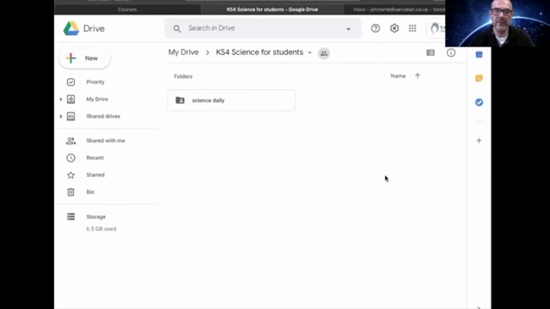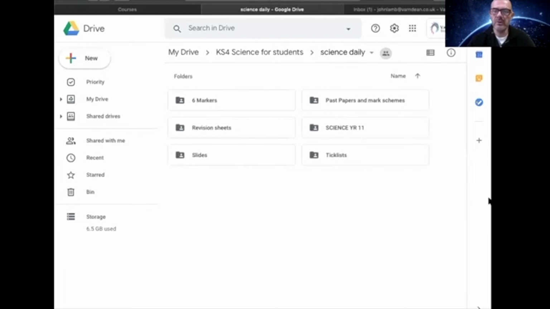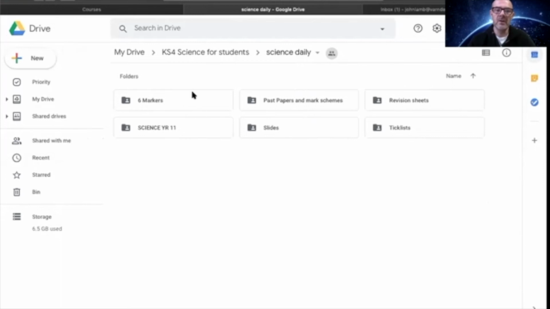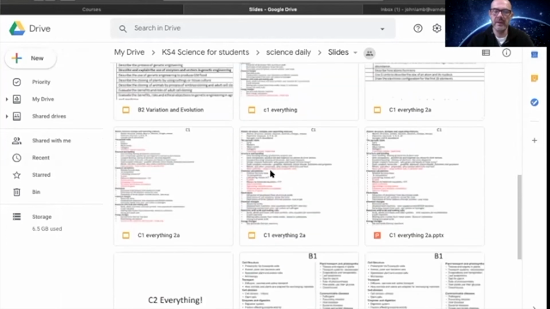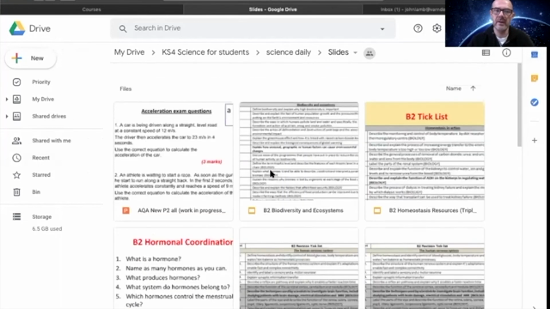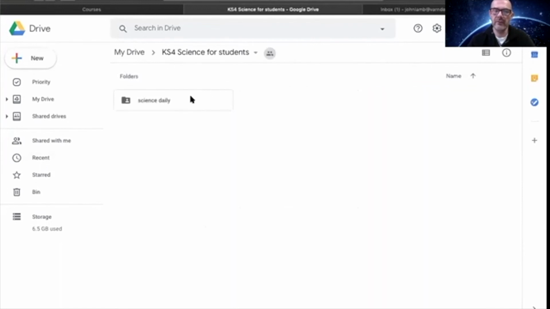Make sure that you've got that. What you'll also have found is that I've reshared with you this folder. The whole of Year 10 have had it before, but it's called Key Stage 4 Science for Students. If you go into that, you've got 6 markers, past papers and mark scheme, revision sheets, tick lists and slides. I was talking about slides just now, so if I open that up, we should have C1 everything, B1 everything, and so on. So they are things for you to start with.